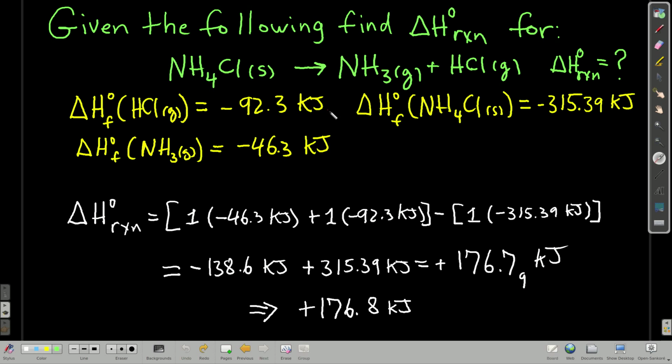So we just do products minus reactants. The two products are ammonia and hydrogen chloride gas right here. And this 1 here is just to show you that even though the coefficients are 1, it doesn't change anything. If they weren't 1, whatever the coefficient was, we'd have to multiply it by the heat of formation of ammonia and then hydrogen chloride, and so on. Minus 1 mole of ammonium chloride, this here, times the heat of formation of ammonium chloride. Add those up and we get 176.8 kilojoules.